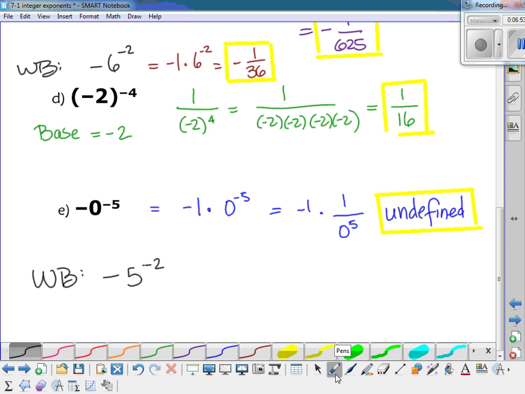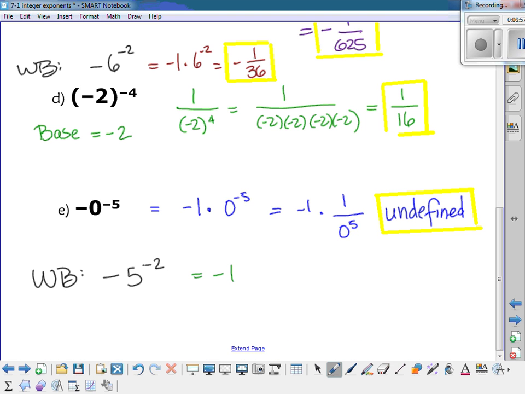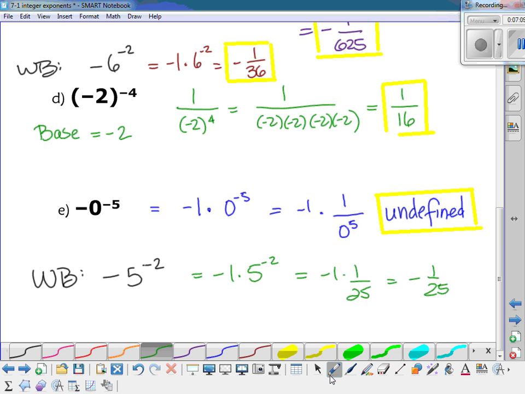Okay, this one is going to be negative no matter what, right? Because it's negative 1 times 5 to the negative 2. So that's negative 1 times 1 over 25, so negative 1 over 25. All right, here's one more.